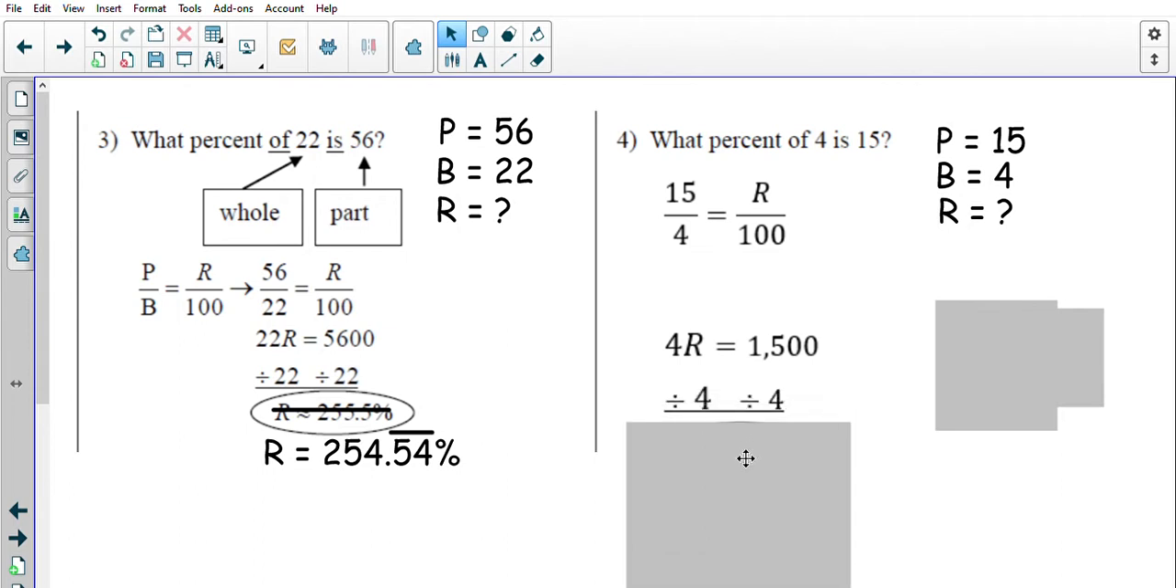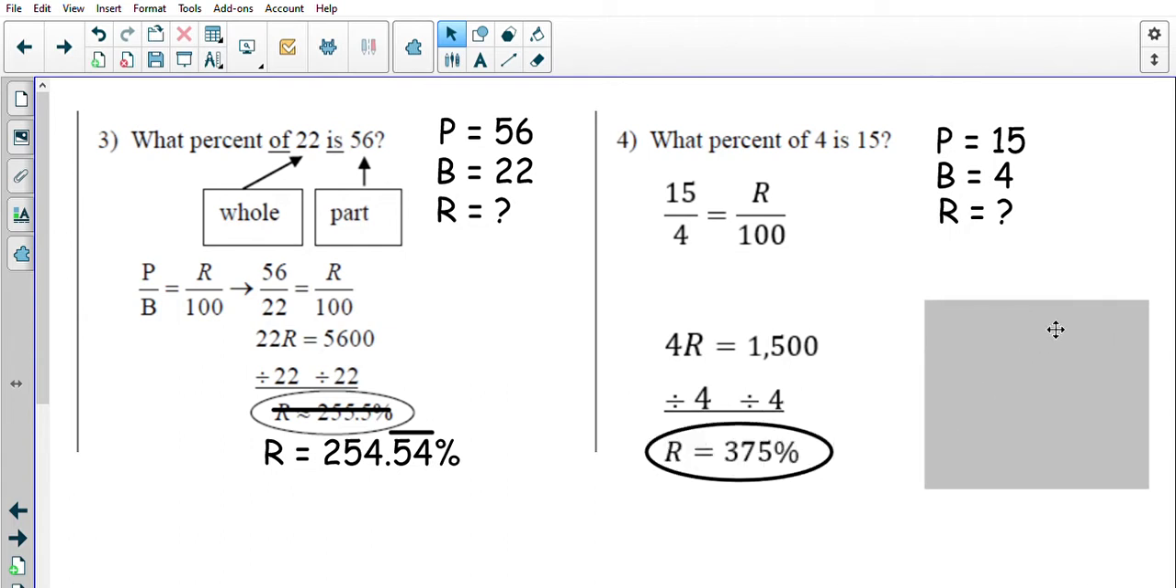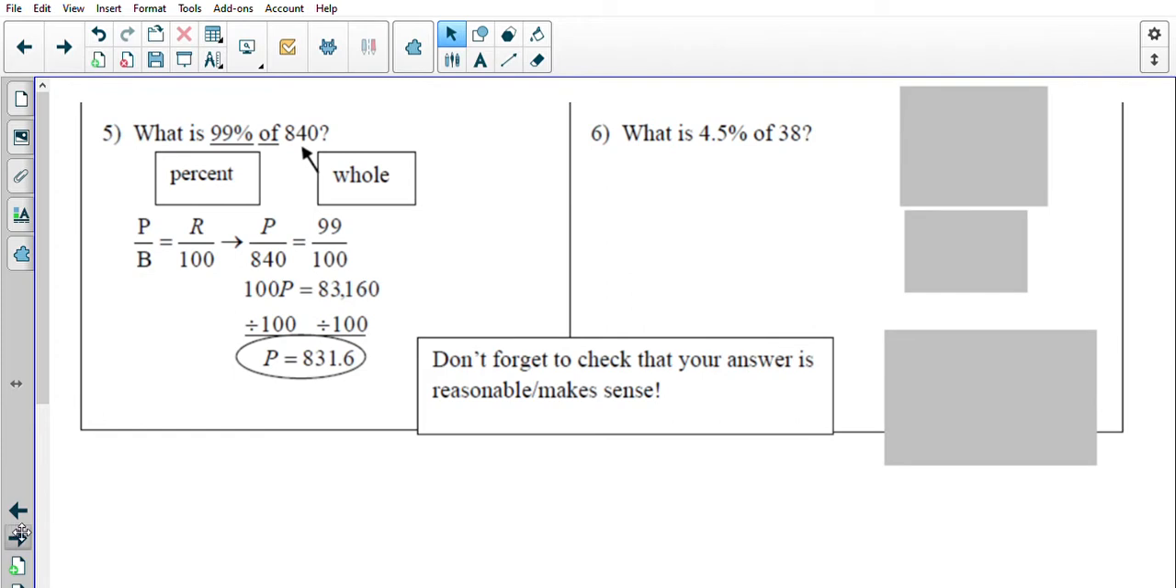Divide both sides by 4, and I'm going to double check all of my work from here on out, of course. 1500 divided by 4 is going to get us 375%. It will be more than 100% because our part is bigger than our base. That's important for us. All right, let's take a look at number 5. And numbers 5 and 6, again, are going to go hand in hand. So number 5, it says, what is 99% of 840?